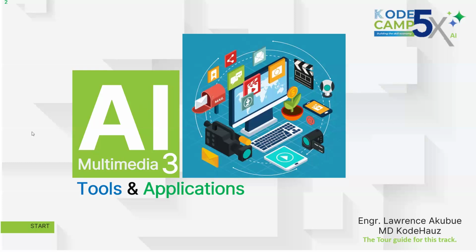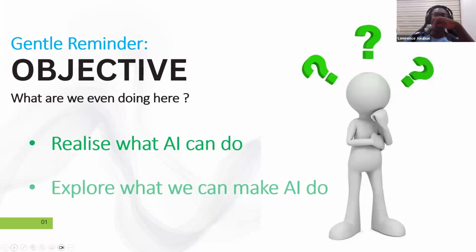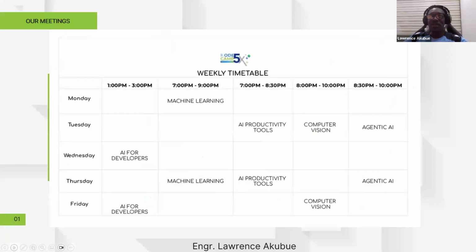We're going to continue with the multimedia track, multimedia topic, tools and application. Today we are going to continue from where we stopped last time, and we are talking about generating images and videos and stuff like that. Of course, the objective remains the same: realizing what AI can do, and the creativity is what can we make it do?